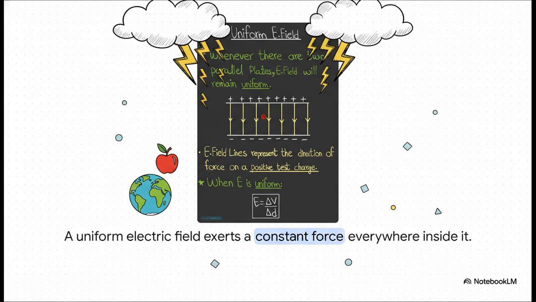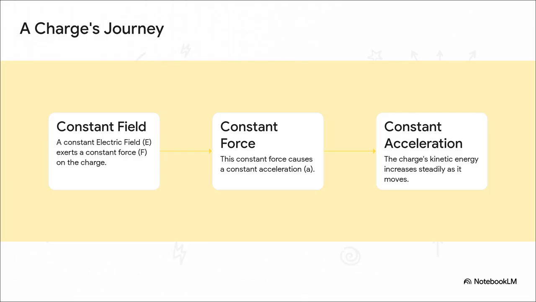And this is it, a uniform electric field. You can make one between two parallel charged plates. See how those field lines are perfectly parallel and evenly spaced? That means the force is the exact same no matter where a charge is inside that field. It's perfectly consistent. So what happens when we drop a charge in there?